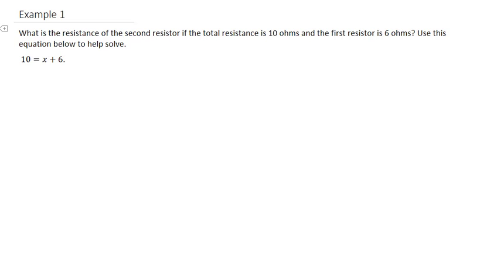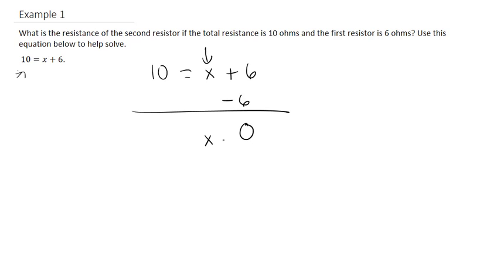Example 1. What is the resistance of the second resistor if the total resistance is 10 ohms and the first resistor is 6 ohms? Use the equation below to help us solve. So here we have our equation, and we're going to go ahead and rewrite it just so it's easier to see. Now, the first step is to get the variable alone. So how we do this is we're going to subtract on the right hand side the 6. So we have positive 6 minus 6, which is equal to now 0. And then we can just bring down the x.